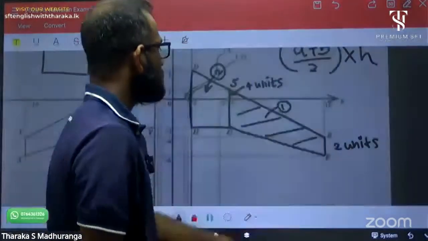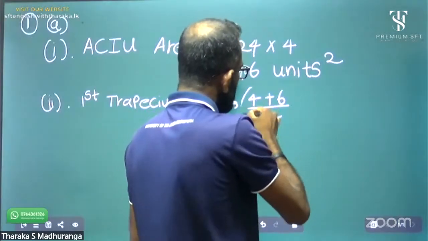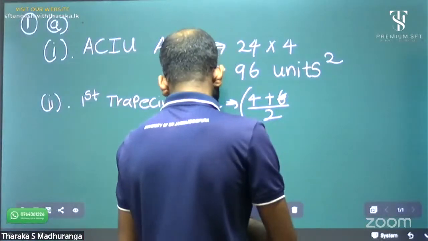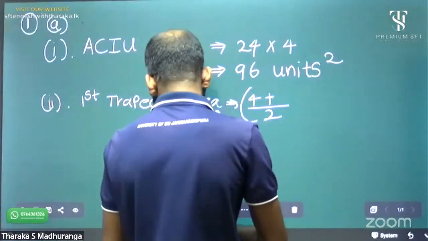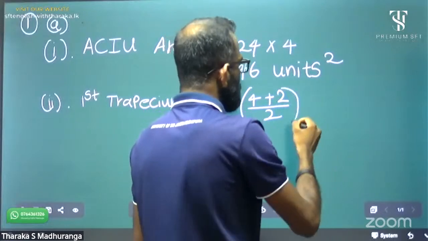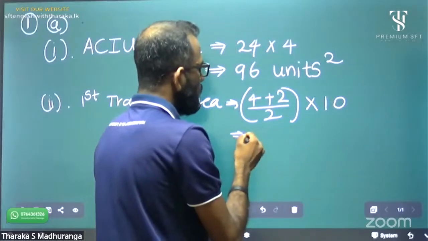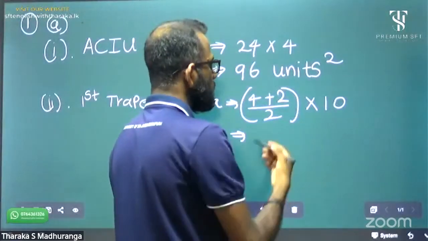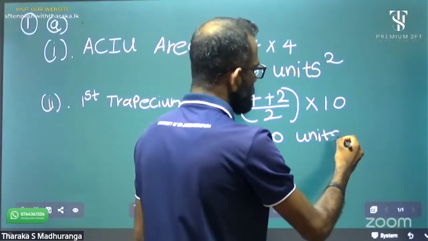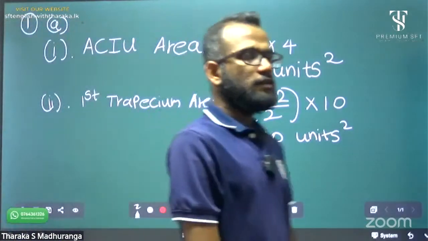Now you can get 4 plus 2 over 2 into 10. 4 plus 2 is 6. 6 divided by 2 is 3. 3 into 10 is 30. 30 square units.